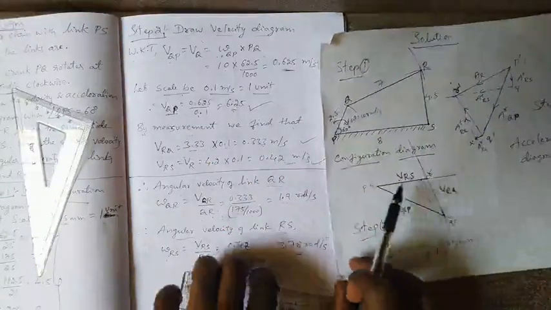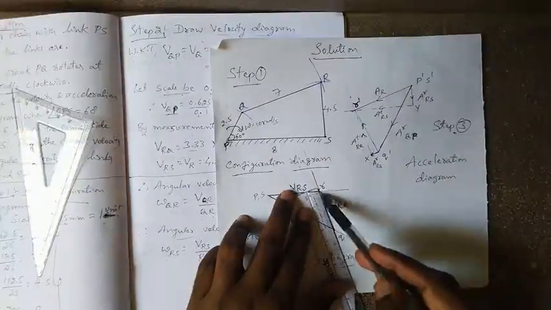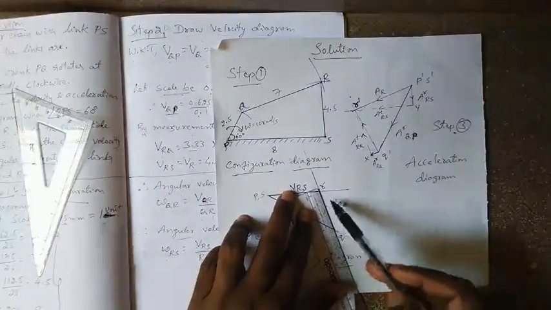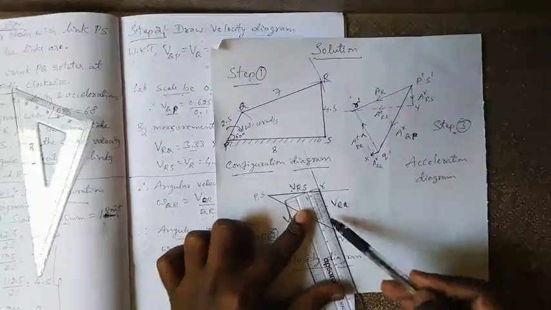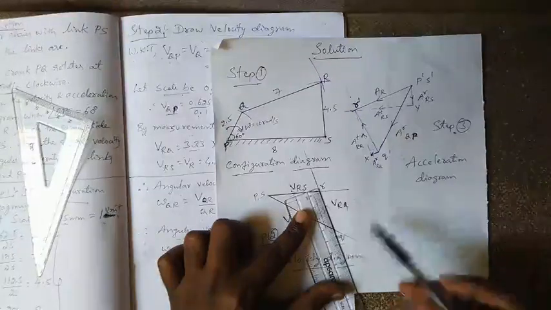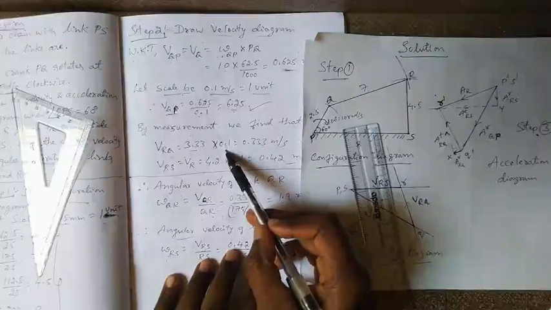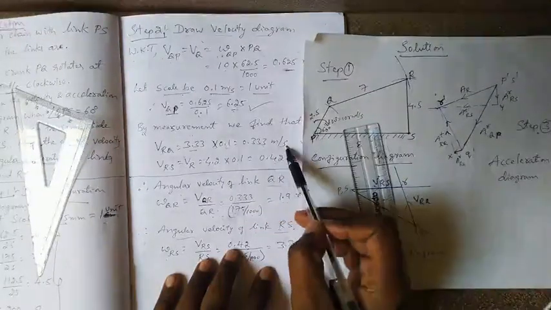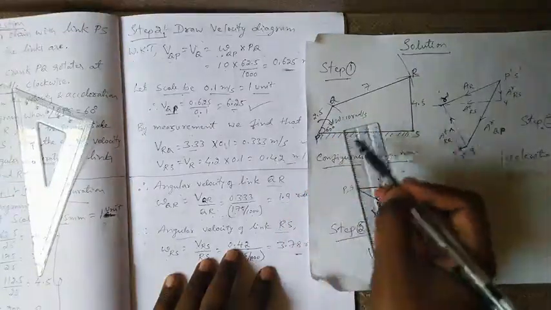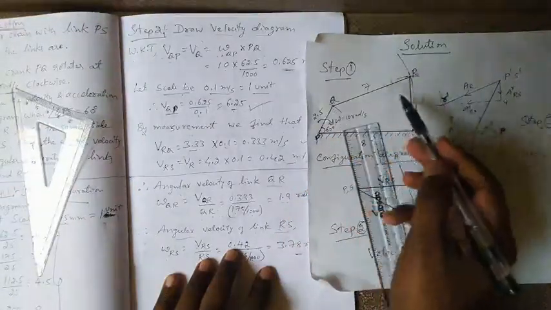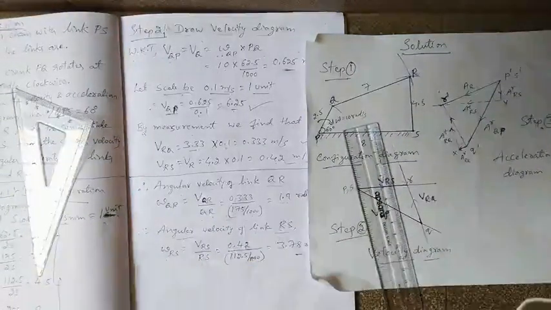Similarly we need to measure VRQ. This measurement you should take from the scale. We are getting 3.3 units. So 3.3 multiplied by the scale factor 0.1 gives 0.33 meters per second. So we found the velocities of both link QR and link RS. This is the velocity diagram.